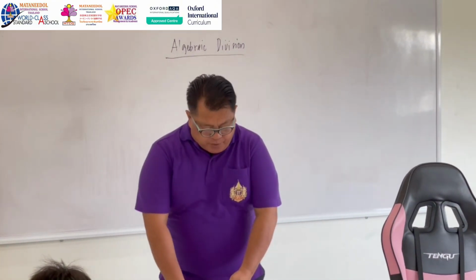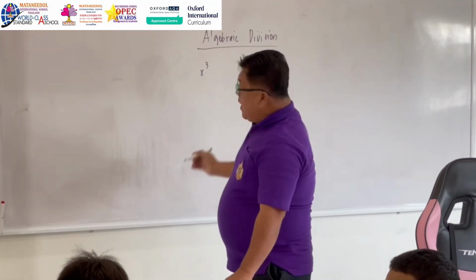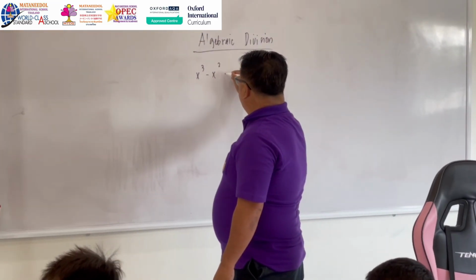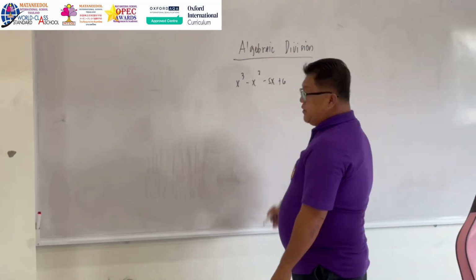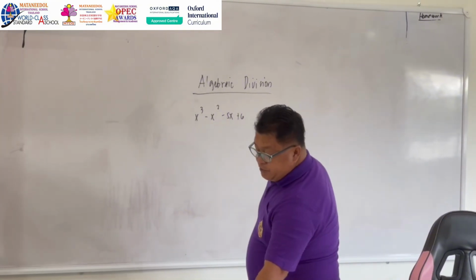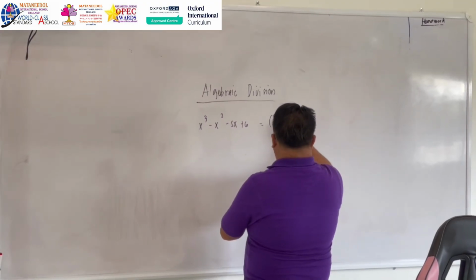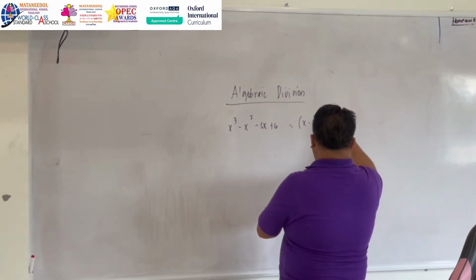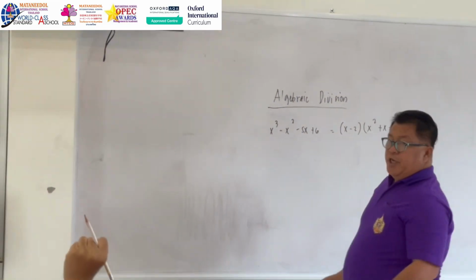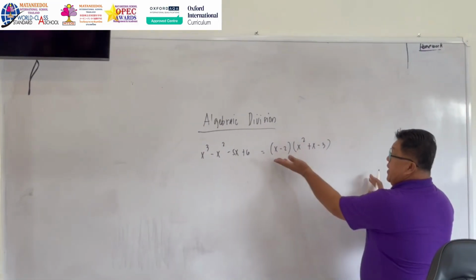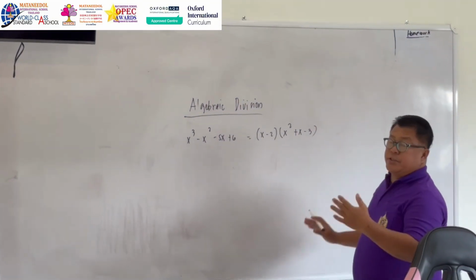Let's say an example, x cubed minus x squared minus 5x plus 6 can be factored. This could be factorable by x minus 2 and x squared plus x minus 3. In other words, the given equation can be factored by x minus 2 times x squared plus x minus 3. And this can be solved like this process.